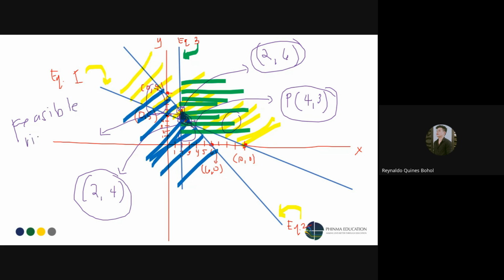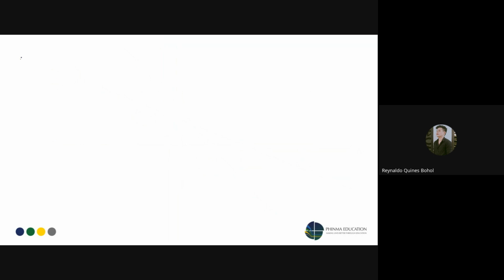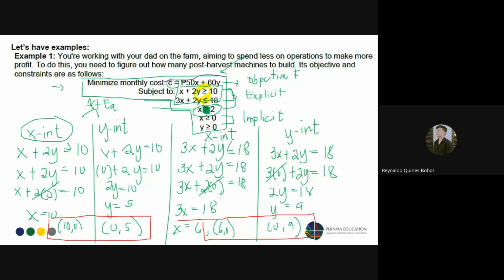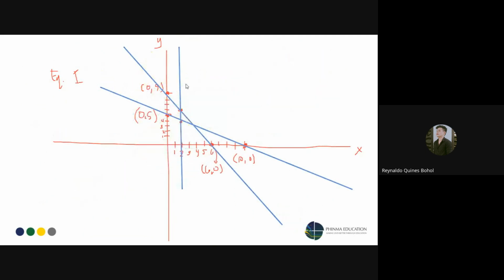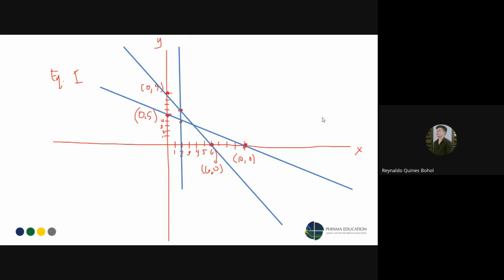Okay? Tapos, ang tawag dito is feasible vertices. Ilagay na natin yung feasible vertices. So, we have the cost is equal to, ano yung objective function natin? 50x, 60y. 50x pala. Ilagay natin is 50x plus 60y. Then, meron tayong 2, 6. Meron tayong 2, 4. Meron tayong 4, 3. So, saan galing yan? Yan yung feasible vertices natin. 2, 4, 2, 6, 4, 3.